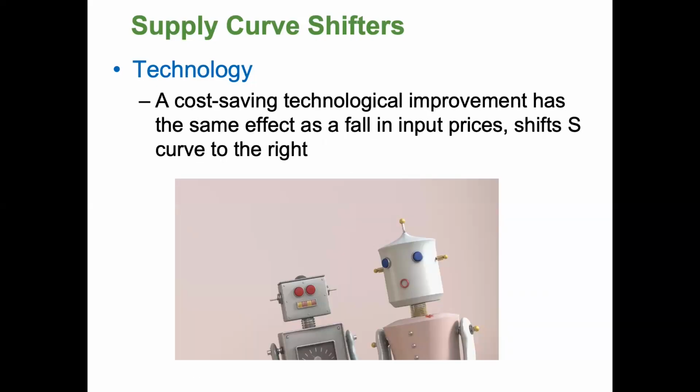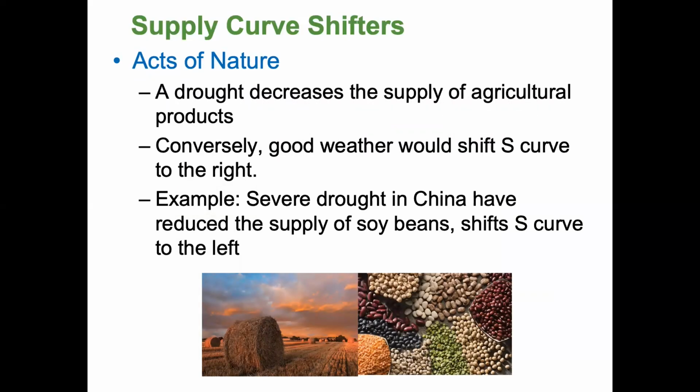Technology can shift supply. A cost-saving technological improvement has the same effect as a fall in input prices. Acts of nature. A drought decreases the supply of agricultural products, which means that at any given price, a lower quantity will be supplied. Conversely, especially good weather can shift the supply curve to the right. For example, a severe drought in China can reduce the supply of soybeans, shifting the supply to the left.